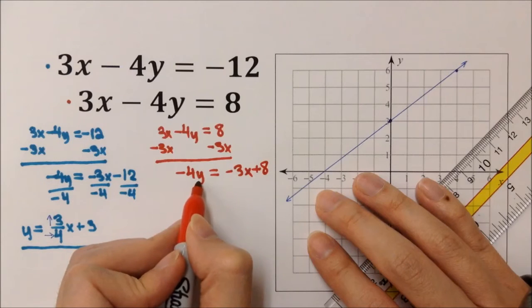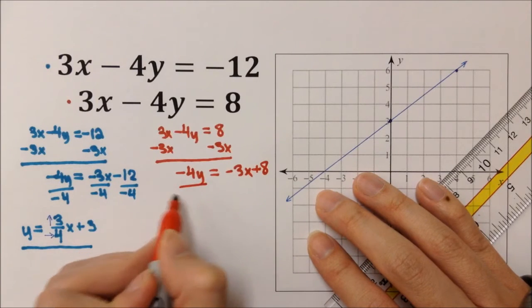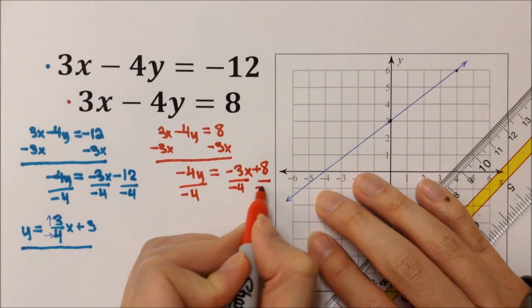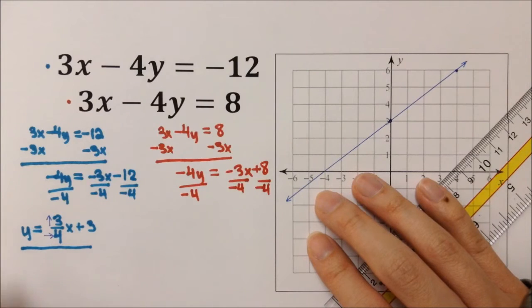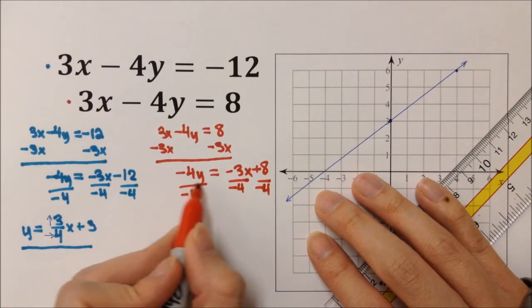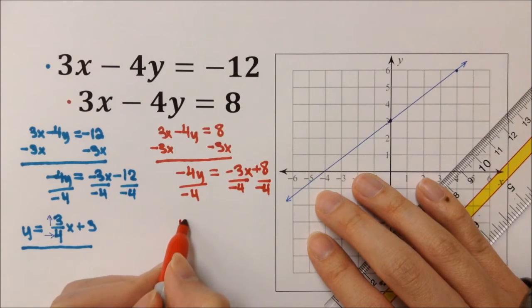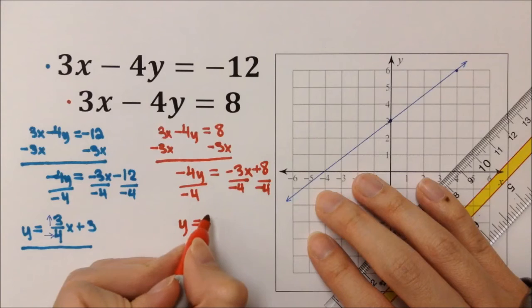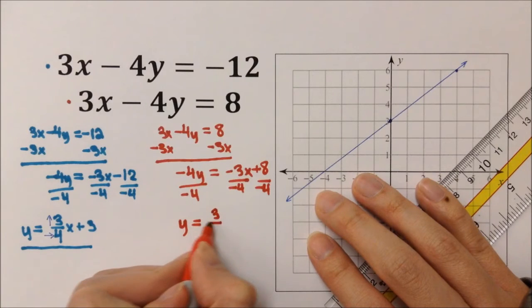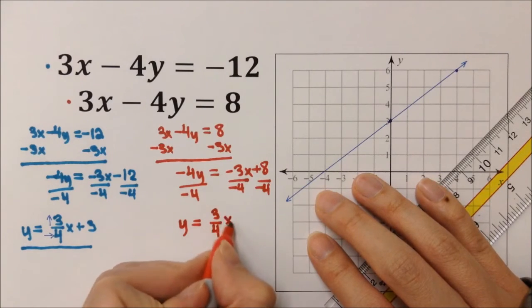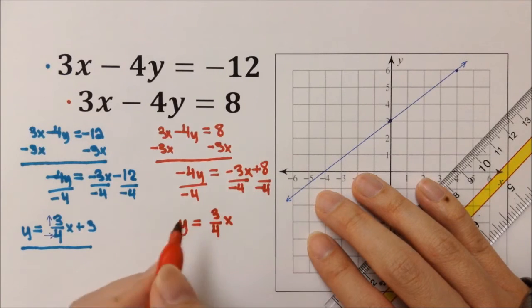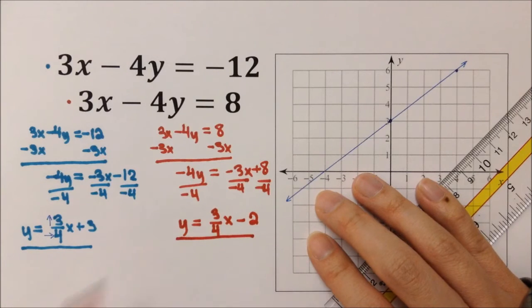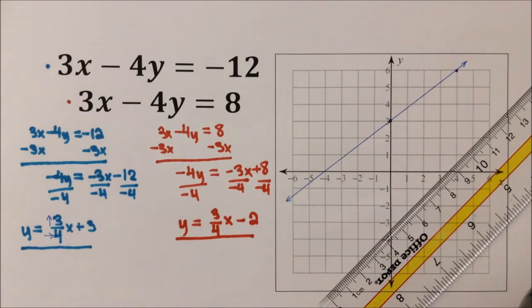And now, when I want to get the y by itself, I'm going to divide everything by negative 4. So doing so, negative 4y divided by negative 4 would be just y. Negative 3x divided by negative 4 simply becomes a positive 3 over 4x, and then positive 8 divided by negative 4 will become negative 2. So here's our second slope-intercept form.